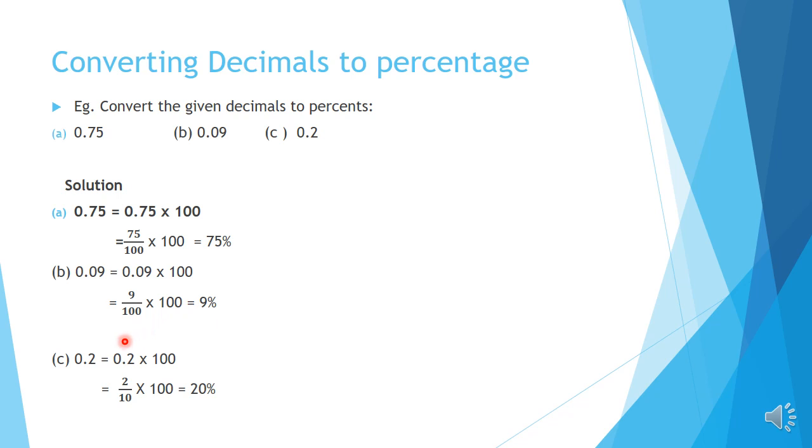And third question is 0.2. 0.2 into 100. We have to multiply by 100. And here 0.2 we can write as a fraction as 2 by 10. 2 by 10 into 100. And 10, 10, numerator 0 gets cut, and here left 2 and here 10. So 2 tens are 20%. So converting decimal to percentage, we have to multiply by 100. Okay, children.